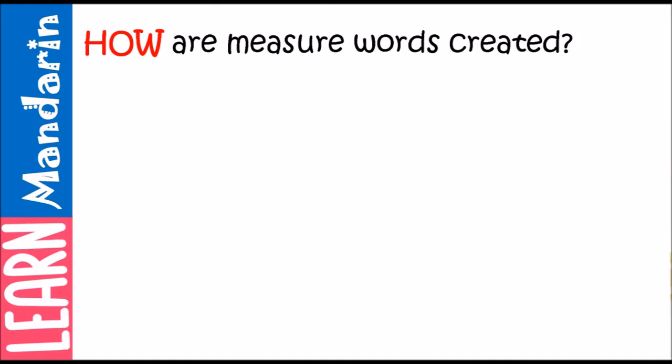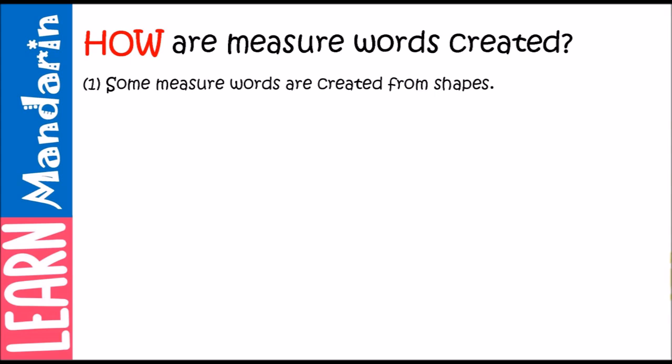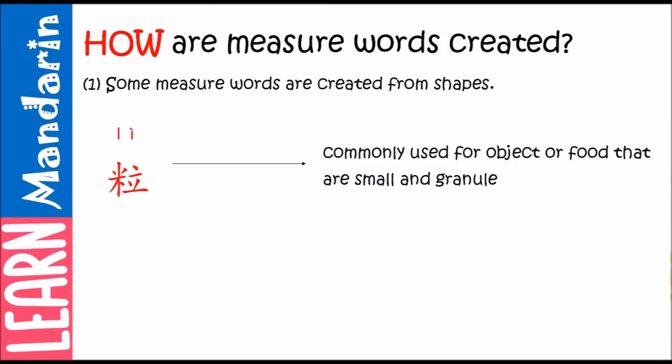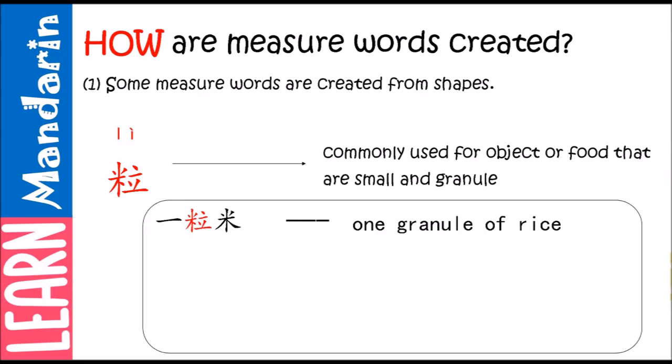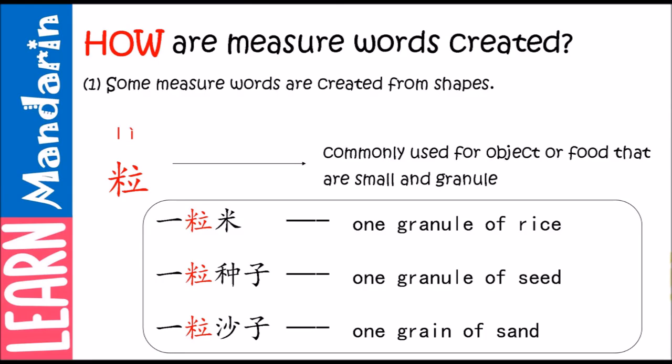Let me start with how these measure words are created. Some measure words are created from shapes, mainly because people tend to see the physical characteristics of an object. An example would be the measure word 粒, which means a grain or granule. The measure word 粒 is commonly used for objects or food that are small and granular. 一粒米, 一粒种子, 一粒沙子 are some examples of using the measure word 粒.